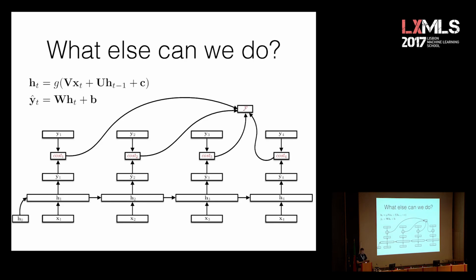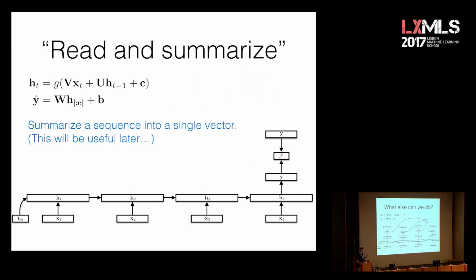Okay, so this is one way of training a recurrent neural network. We assume that at every time step, we've got some label. We aggregate the losses across all time steps. Another common thing that we like to do is what I call read and summarize. So here's the idea: we've got some sequence of vector inputs, and we want to read this whole long sequence, and then we want to make a decision.